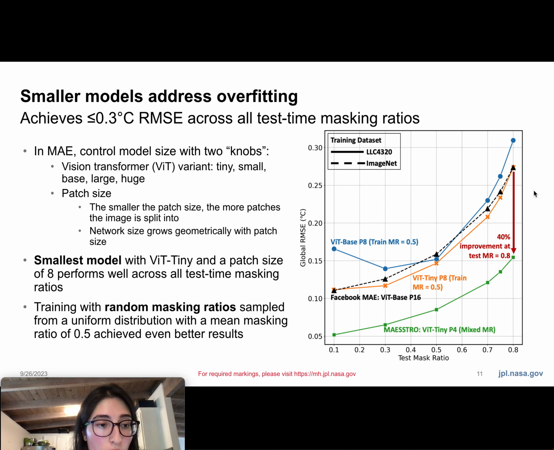We were further able to improve on these results by training with a random masking ratio sampled from a uniform distribution with a mean masking ratio of 0.5. In other words, instead of having only a singular masking ratio, we train on multiple masking ratios throughout the training process. The green line shows the results from that, and it achieved a root mean squared error of under 0.2 degrees Celsius for masking ratios of up to 80%, which is a 40% improvement over our original orange results.